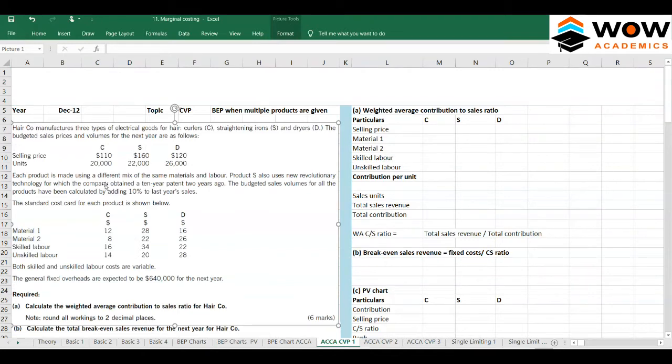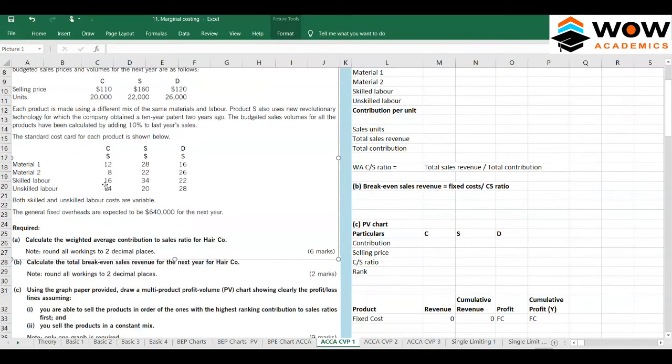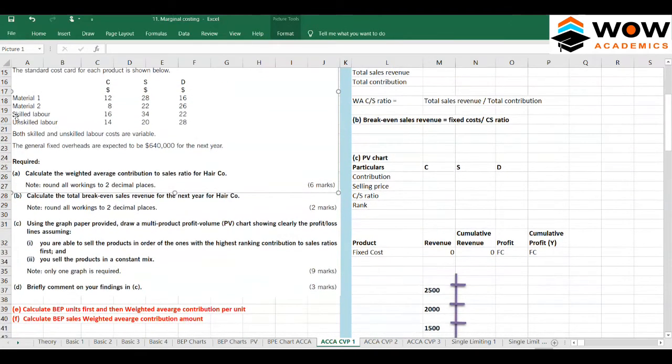So the question asks these elements. So it is a lengthier problem. So it asks: calculate the weighted average contribution to sales ratio, calculate total break-even sales revenue for the next year, use the graph sheet provided, draw a multi-product PV chart showing the loss clearly.